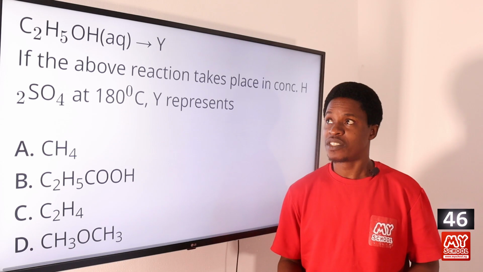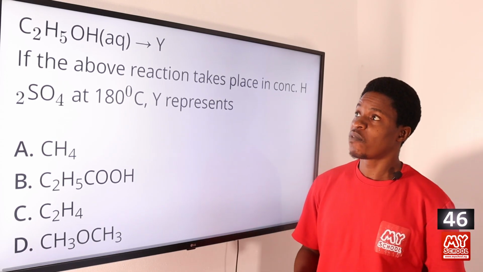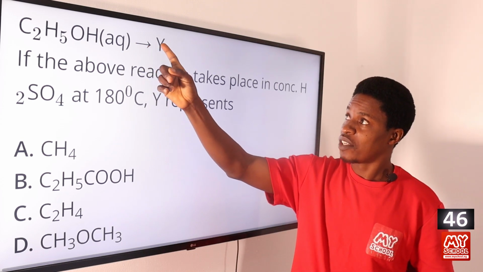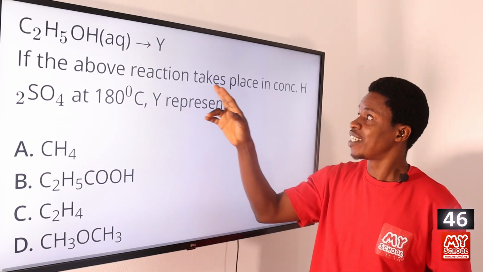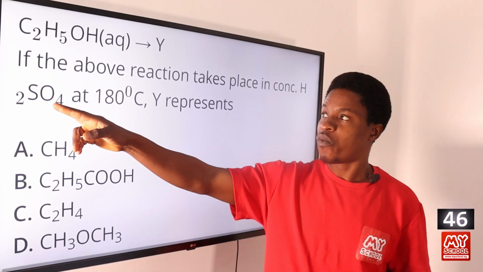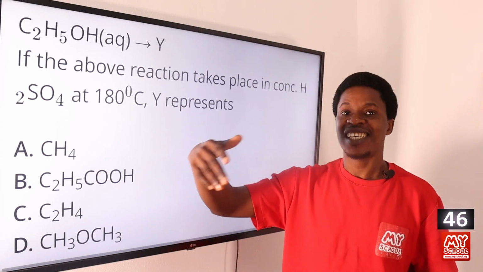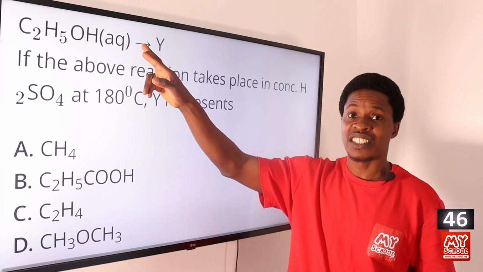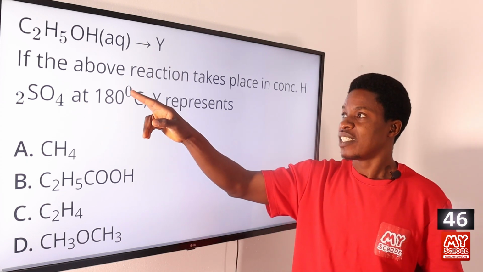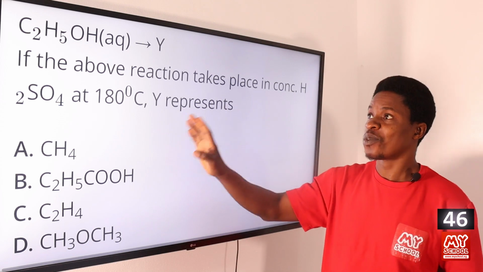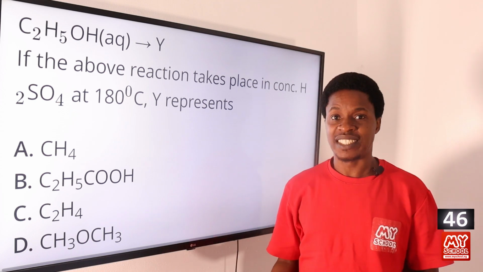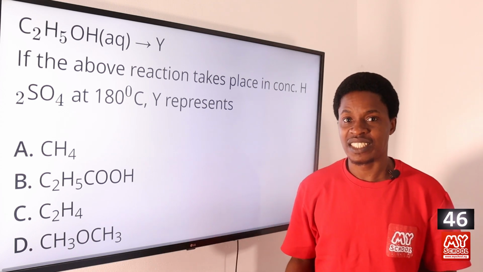On to question number 46. C2H5OH, that is your ethanol, is going to process to form Y. If the above reaction takes place in the presence of concentrated H2SO4, that is a dehydrating agent, through dehydration at 180 degrees Celsius, Y represents what? Dehydration of ethanol will always give us ethene, or ethylene, C2H4.